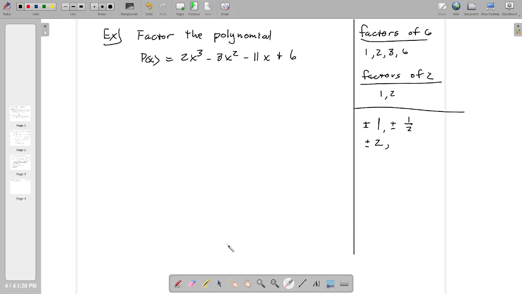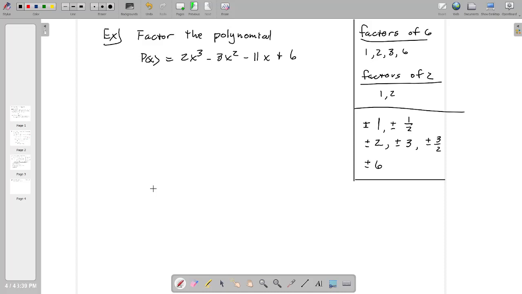Plus or minus 3 divided by 1, which is just 3. Plus or minus 3 divided by 2. Plus or minus 6 divided by 1, which is just 6. And plus or minus 6 divided by 2, which is 3. And we've already listed 3, so I don't need to list that one again. So these are all the possible rational zeros that we have. Okay. So the next step is to use synthetic division to figure out which ones are actually zeros of the polynomial and which ones are not.